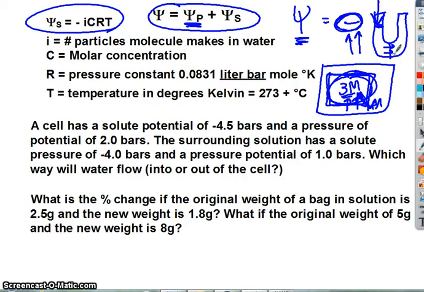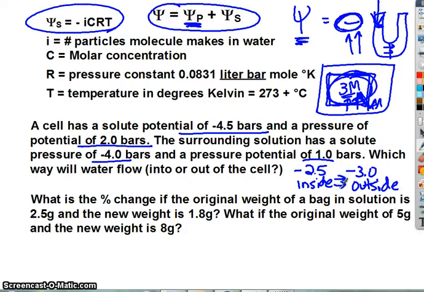Okay, so for these problems, this is a really easy problem, really. They're giving you the solute potential and the pressure potential inside a cell, and then the solute potential and the pressure potential outside a cell, and all they're asking you to do is calculate the water potential on each side, and then determine which way the water is going to go. So if you do this, I believe you get negative 2.5 inside the cell, negative 4.5 plus 2, and then negative 4 plus 1 gives us a negative 3.0 outside the cell. So since the outside is more negative, the water would tend to flow out.